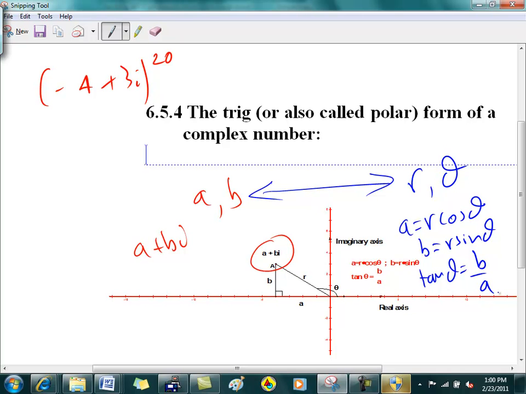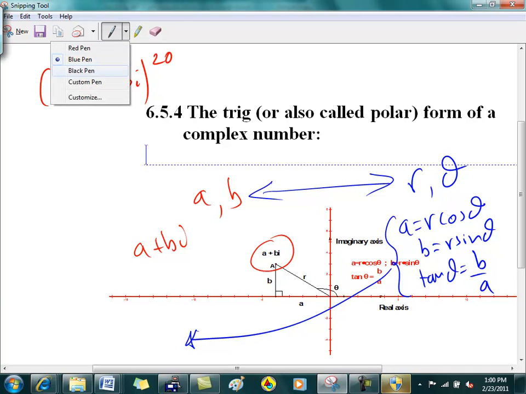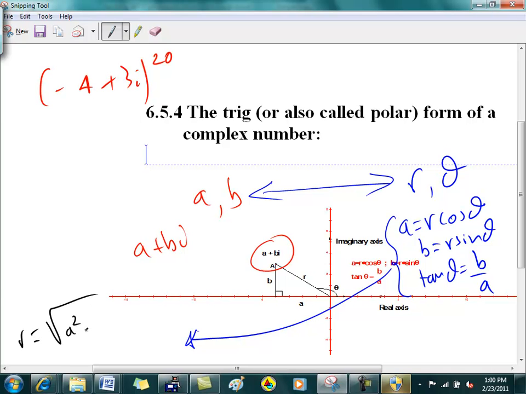These three things are also written in an alternative way. They're also written as r equals square root of a squared plus b squared, or theta is equal to tangent inverse b over a. Please note that this tangent inverse is not a reciprocal. It doesn't mean you flip b over a. It means you find the inverse of that to get an angle. To get an angle. Okay?